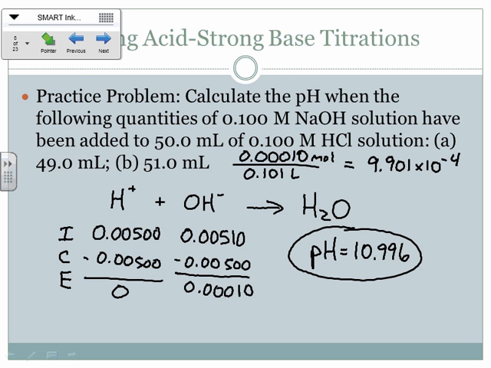Okay. So again, just notice the drastic difference between 49 milliliters added and 51 milliliters added. The pH has jumped up from basically about 3 to about 11. Okay, and you guys have seen that when you've done the titrations. Oh, added 2 drops, and now it's completely pink, right? Okay, so that really does happen, and that's kind of why. All right.